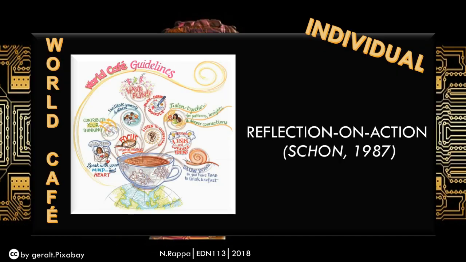Now, the second type of reflection Schön identified was reflection on action. Now, reflection on action takes place after the action is completed. So for our reflection on action, we will undertake a variation of the World Cafe approach. We will answer the 5 reflective questions set out by the World Cafe.